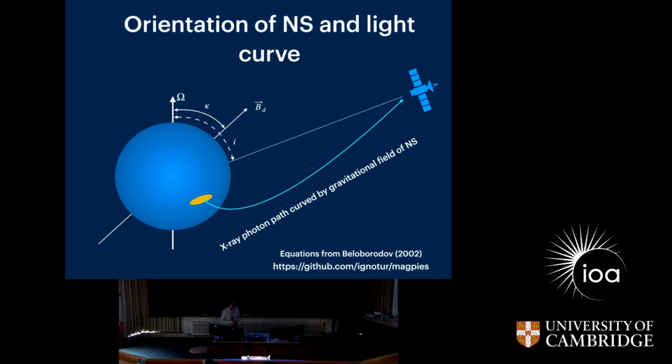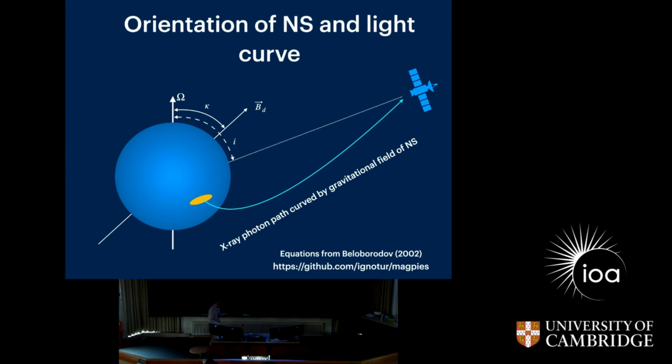And how do we do it? Well, using a code. If you have a hot spot, it emits many more photons. We propagate them in curved spacetime. We used analytical equations from an article by Beloborodov. And when we integrate over the whole visible hemisphere of a neutron star, there are two axes involved in this problem. One axis is the rotational axis of the neutron star. Another axis is the orientation of the original dipolar magnetic field.